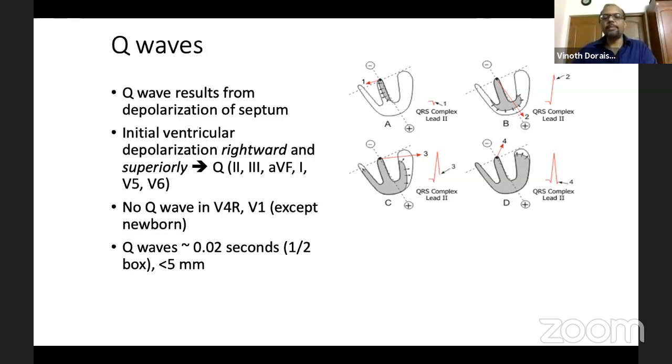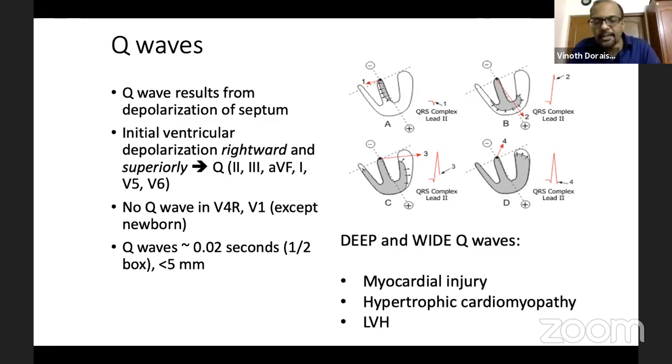If it is more than 5 millimeters or more than half a box, it is an abnormal Q wave. So deep and wide Q waves you will get in left ventricular hypertrophy, which is volume overload, or myocardial injury, like for example a myocardial infarction or a hypertrophic cardiomyopathy.